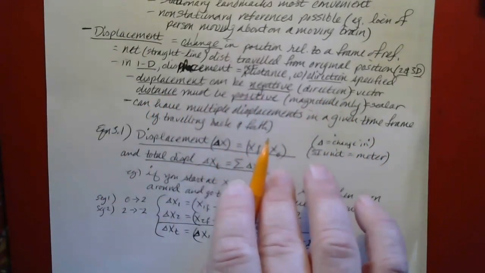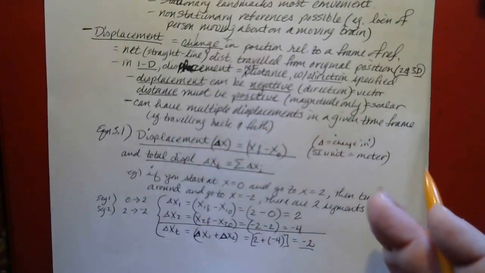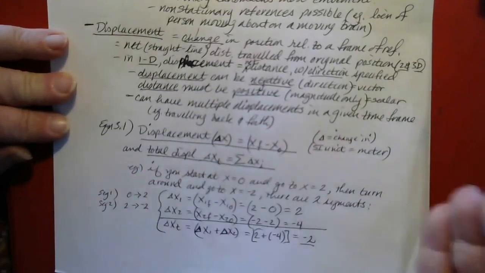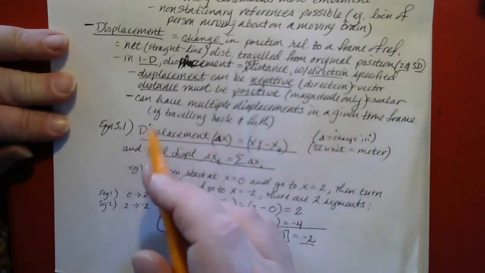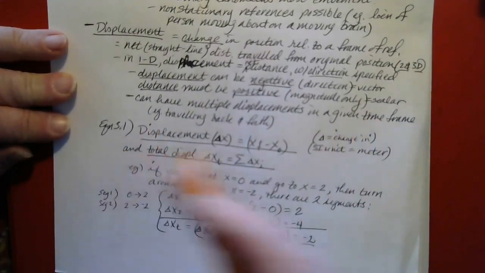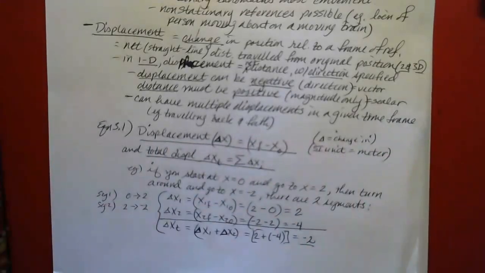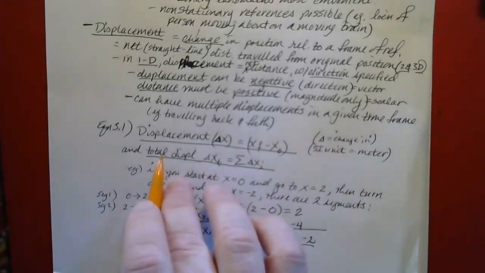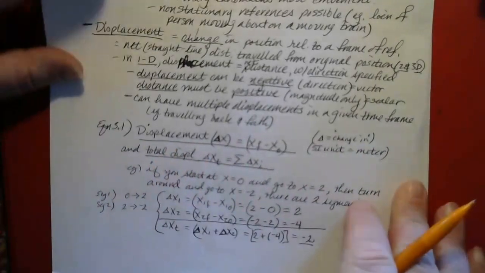You can potentially have multiple displacements within a given period of time. That would be, for instance, traveling back and forth. If you travel from Buffalo to Rochester and back to Buffalo and then to Batavia, that's multiple displacements within that, say, 2.5-hour period. And the total displacement would just be the sum of all the individual displacements.